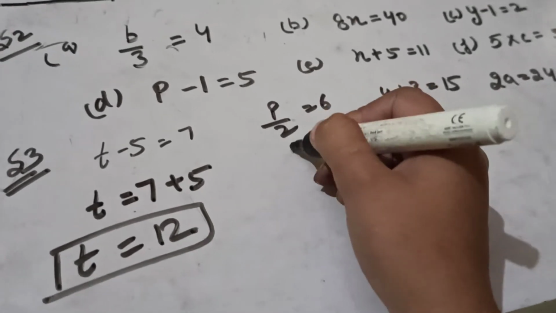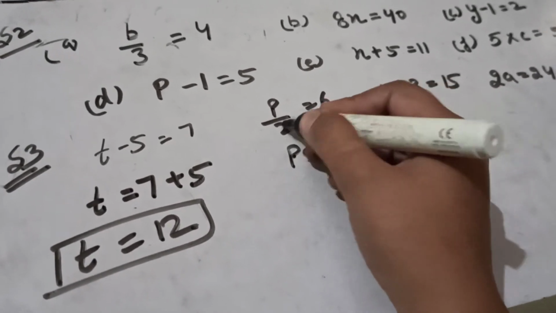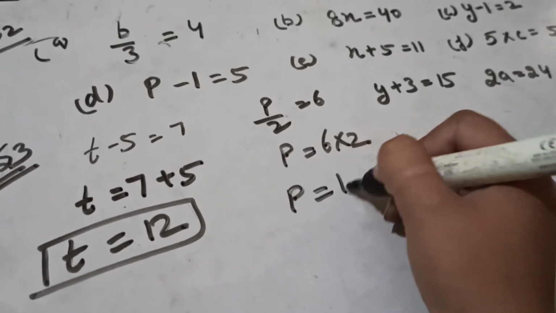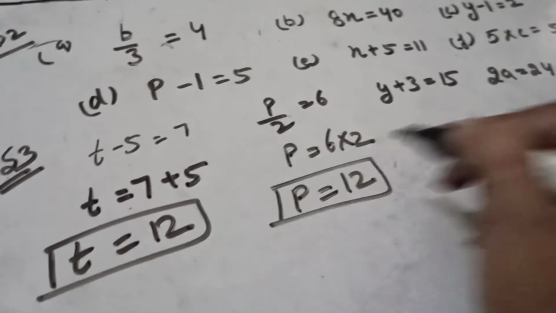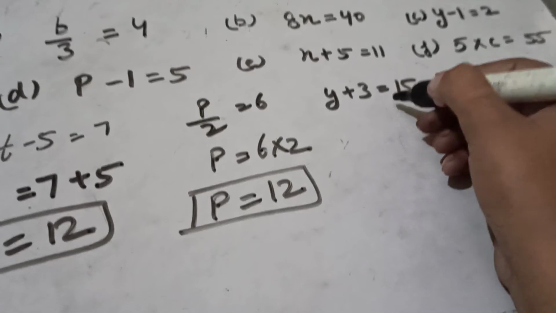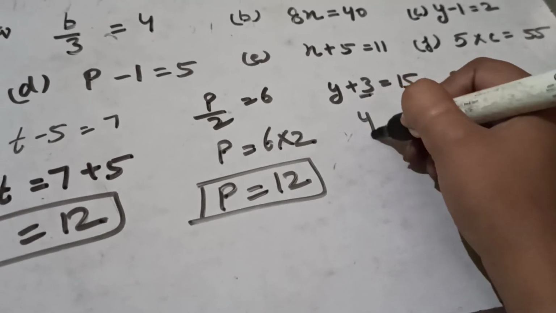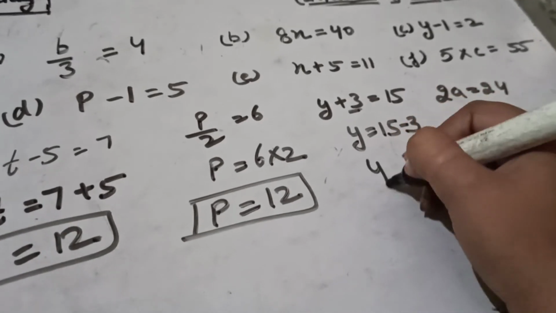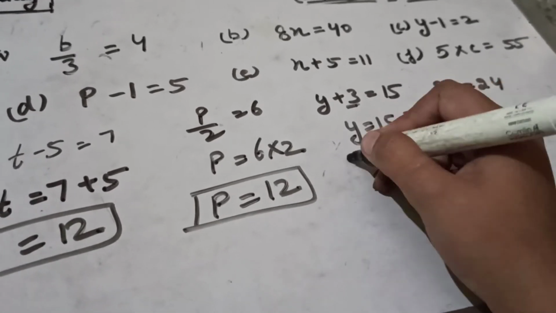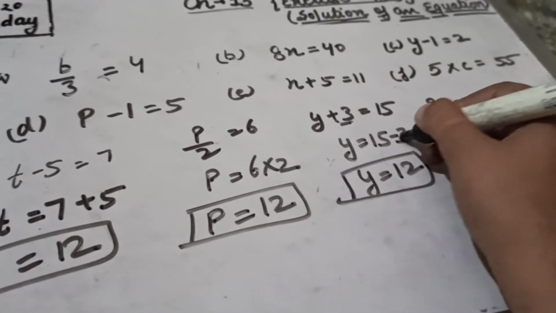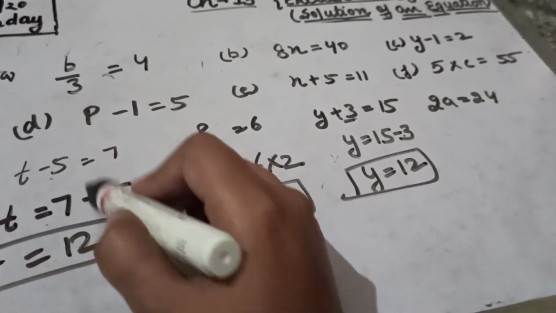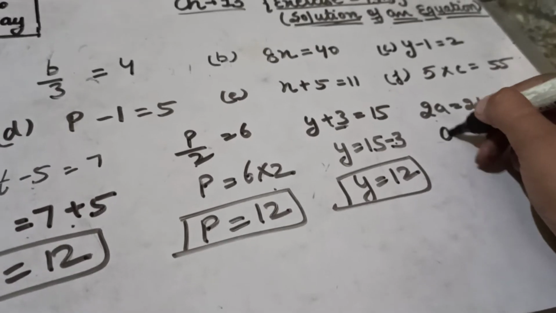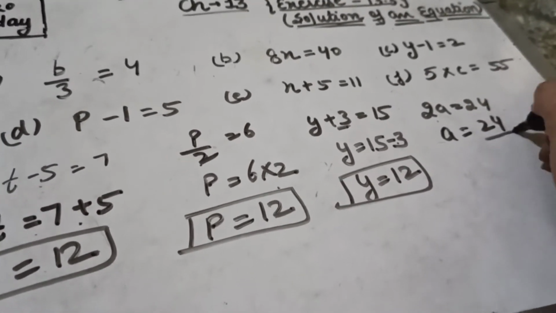Right? P by 2. Division will change into multiplication. P equals 12. Now y, here it is in plus. When I change the side, by the transposition method, the signs also change. Positive to negative, negative to positive, division to multiplication, and multiplication into division.